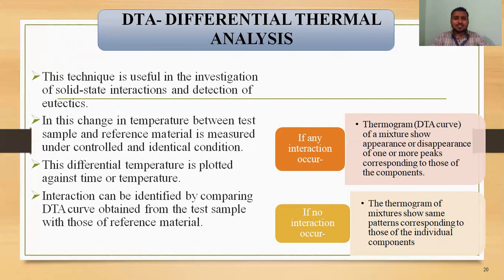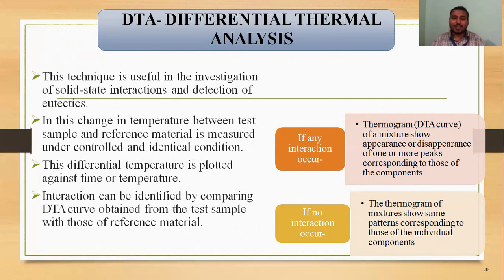Next, the change in temperature between the test sample and reference material is measured under controlled and ideal conditions. So I have already mentioned what the conditions are. Mainly the temperature is the main factor for the eutectic compounds. So this temperature difference is plotted against time or temperature. Okay. So interaction can be identified by comparing the DTA curve obtained from the test sample with that of the reference material. So these are the main points for the determination of thermal analysis.